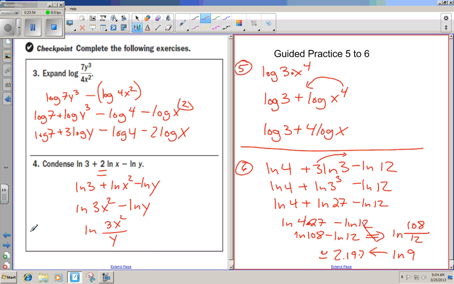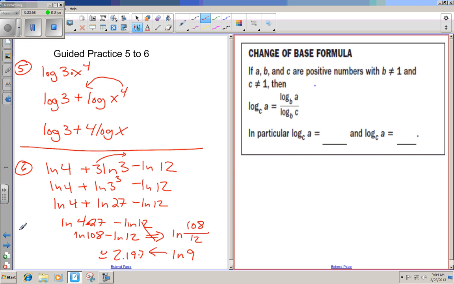So that's condensing. Okay, so this should be easy since we've been talking about it for the past couple sections. We are looking at the change of base formula. We already should have been using it. Change of base formula says that you take log base C of A is equal to log base B of A over log base B of C.